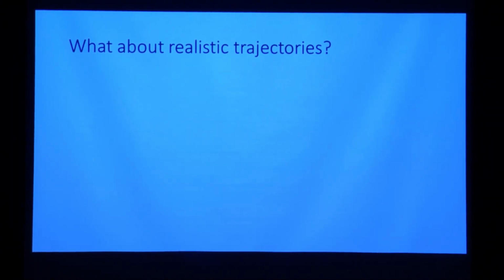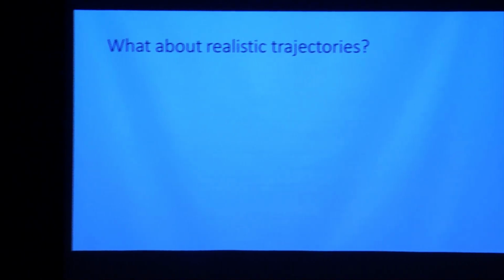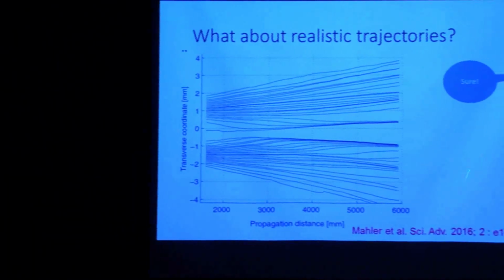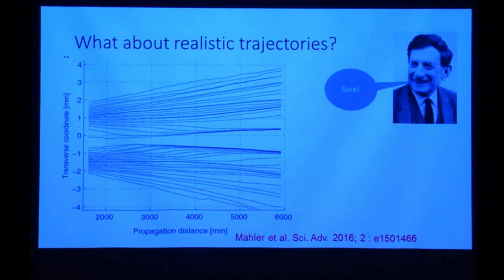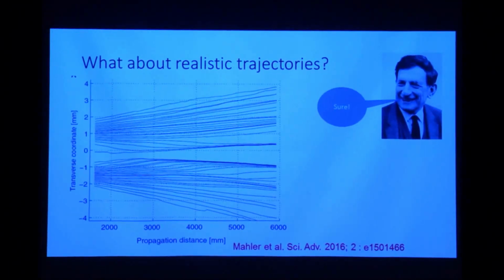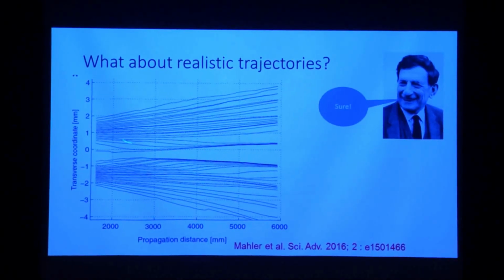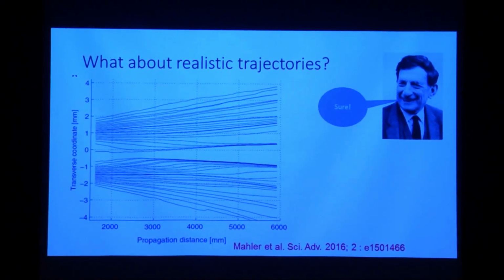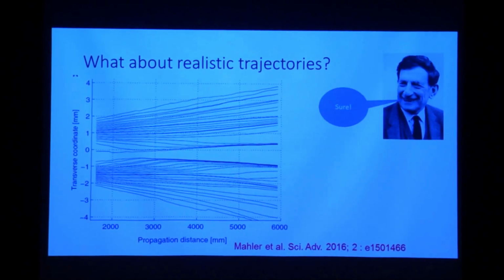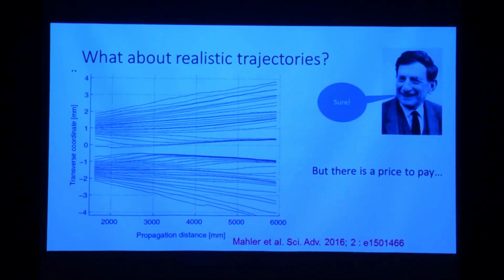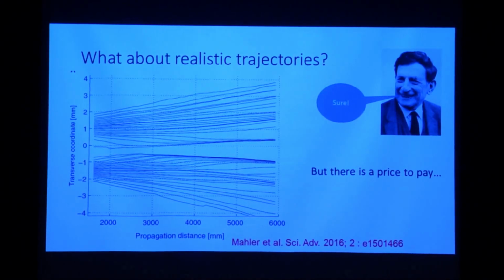So maybe you would like to have realistic trajectories. So you're in luck. This guy, Bohm, can offer you a completely continuous realistic trajectory. The photon went from here to here, and this can explain any experiment you can think about. So you might be very happy, but there is a price to pay.